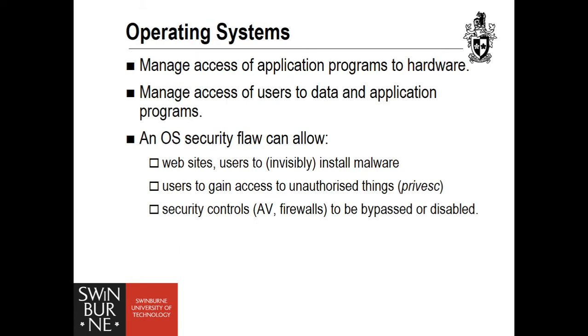Okay, what is OS? OS basically is used to manage access of application programs to hardware. It also can be used to manage access of users to data and application programs. An OS security flaw can allow website users to install malware, also allow users to gain access to unauthorized things for privacy, everything. Security controls can be bypassed or disabled.